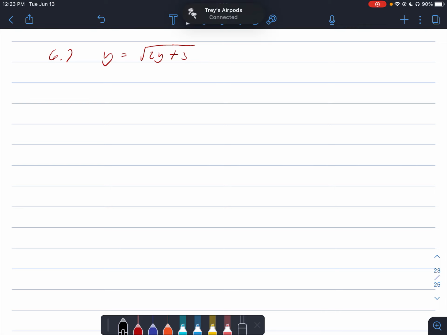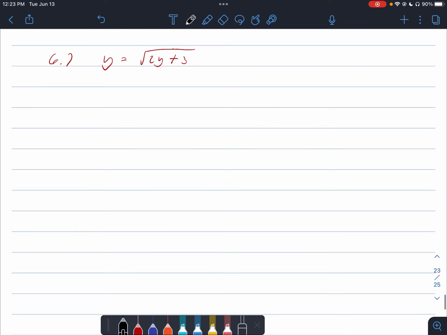So let's look at a couple more examples, and this should wrap up our videos on radical equations. Let's take a look at some examples where you get a radical equation that will actually simplify to a quadratic equation once you manipulate it a little bit. Okay? So here we're given y is equal to the square root of 2y plus 3. Okay? So let's go ahead and square both sides of the equation. And we'll get y squared is equal to 2y plus 3.